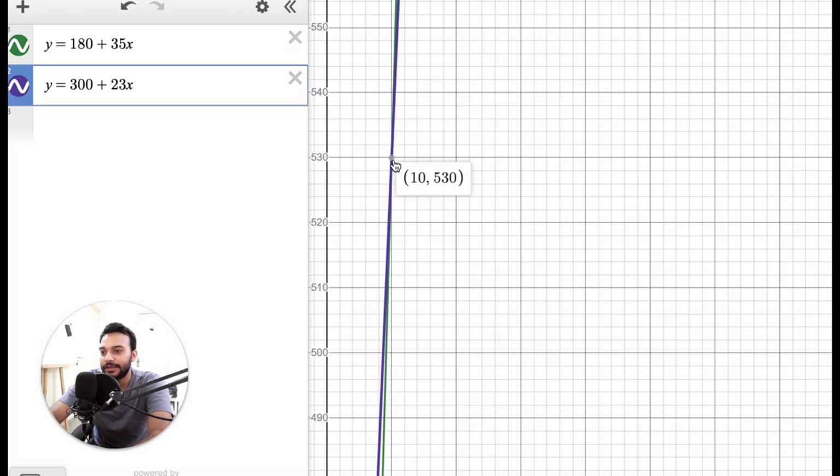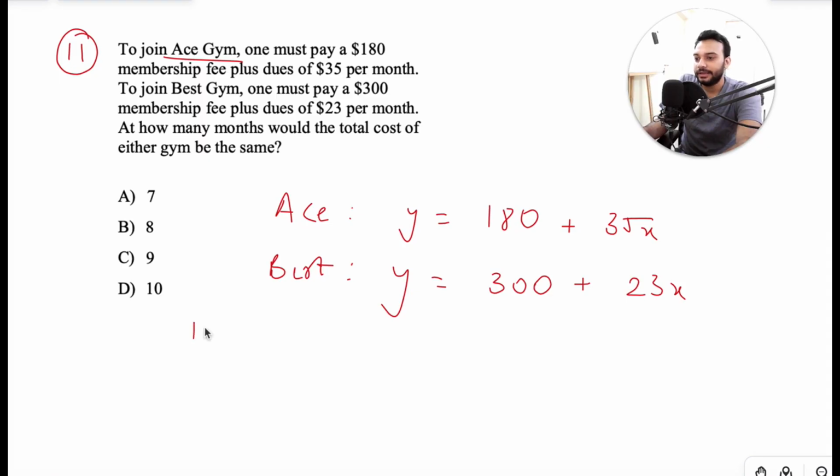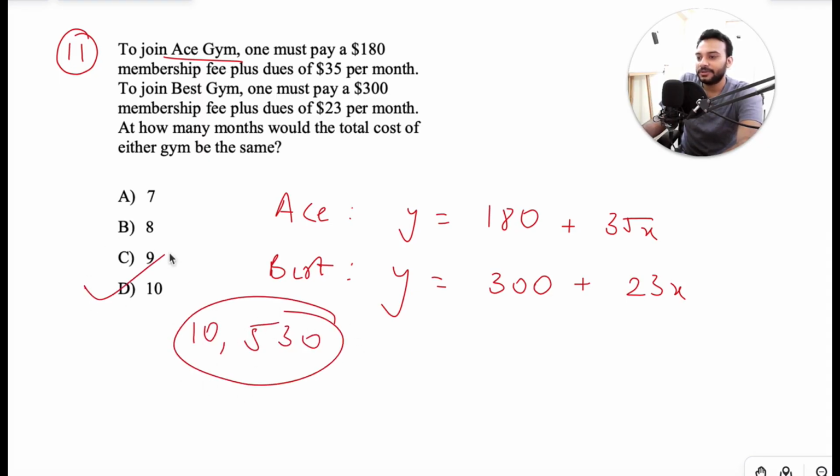This is the point, 10,530. So that means at 10 months, the cost is $530. Option D is correct, 10 months at a fee of $530. Okay, let's go to the next one.